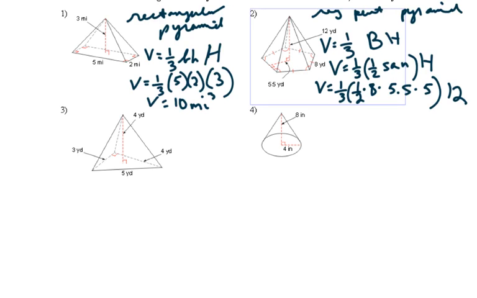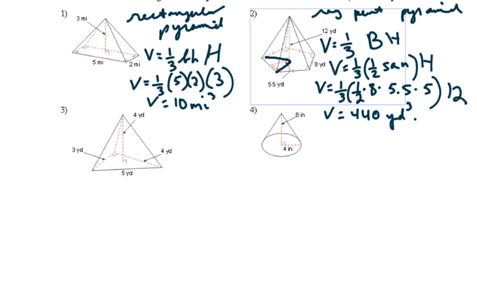Okay, again, lots of places here where you could be given different pieces of information. If it was a regular hexagon, you should know how to get the apothem using the 30, 60, 90 special right triangle. All right, put this in the calculator. It's all multiplication. 440 cubic yards. Okay, I would pause the video here and try these if you haven't already done so.